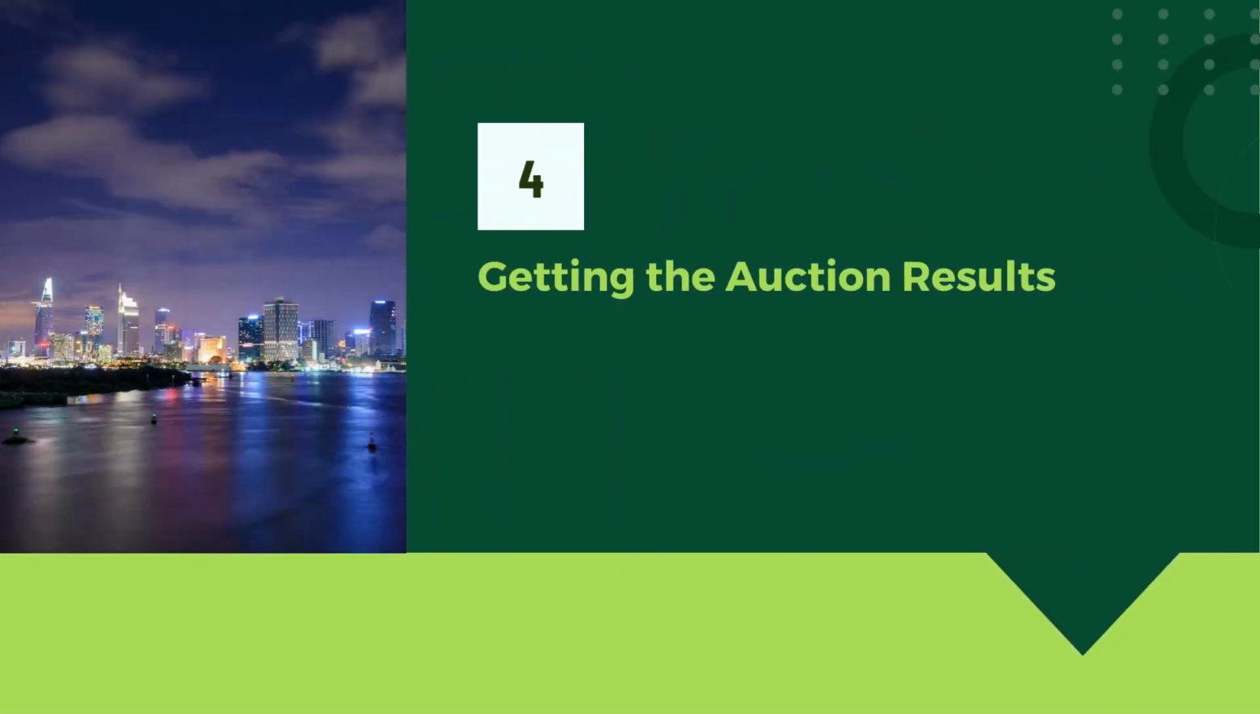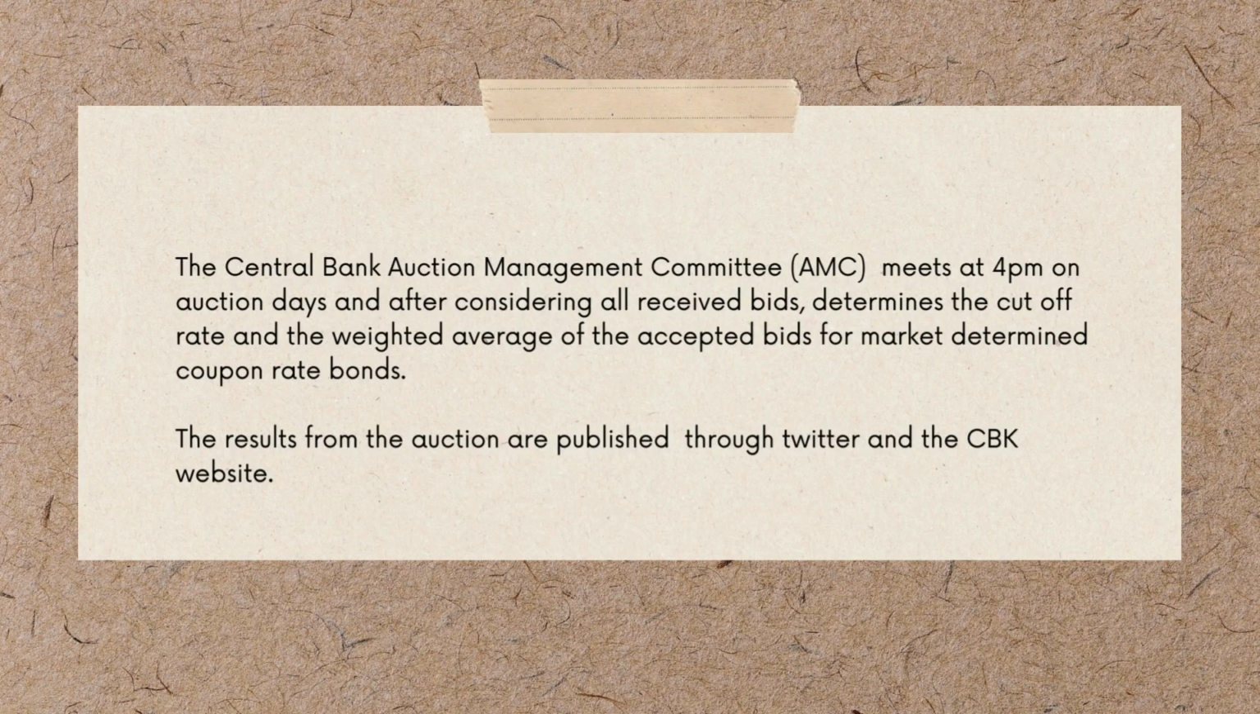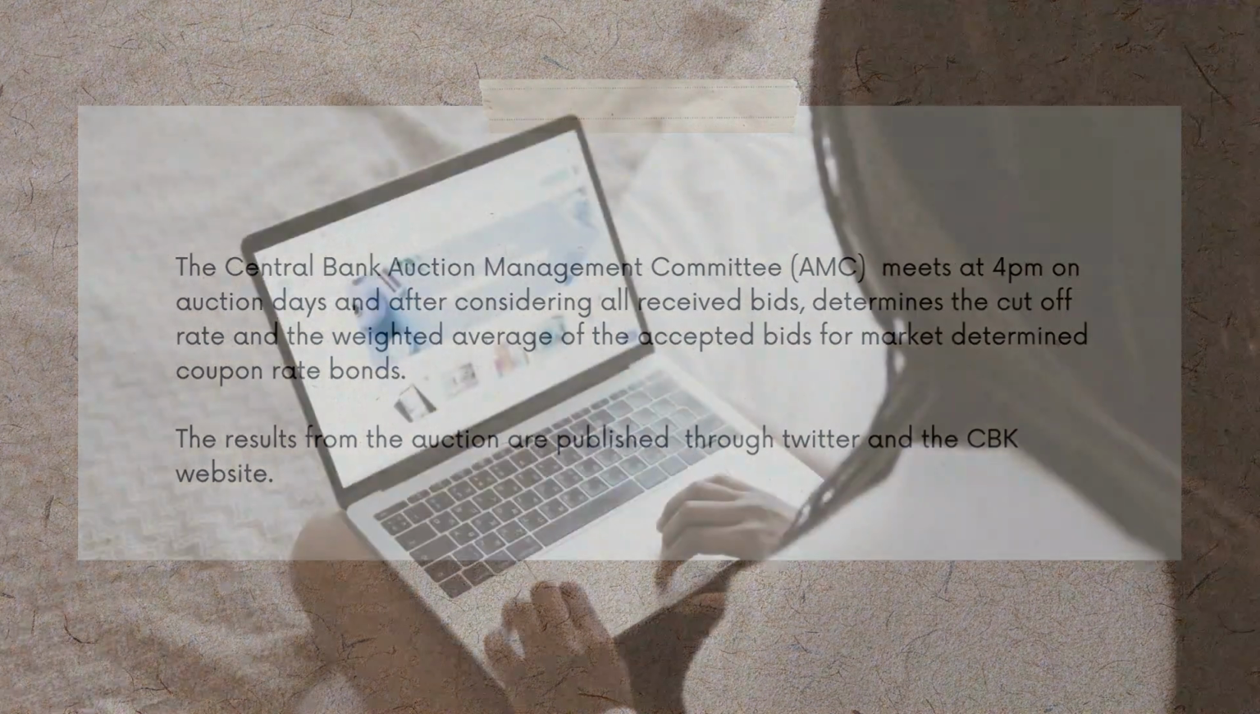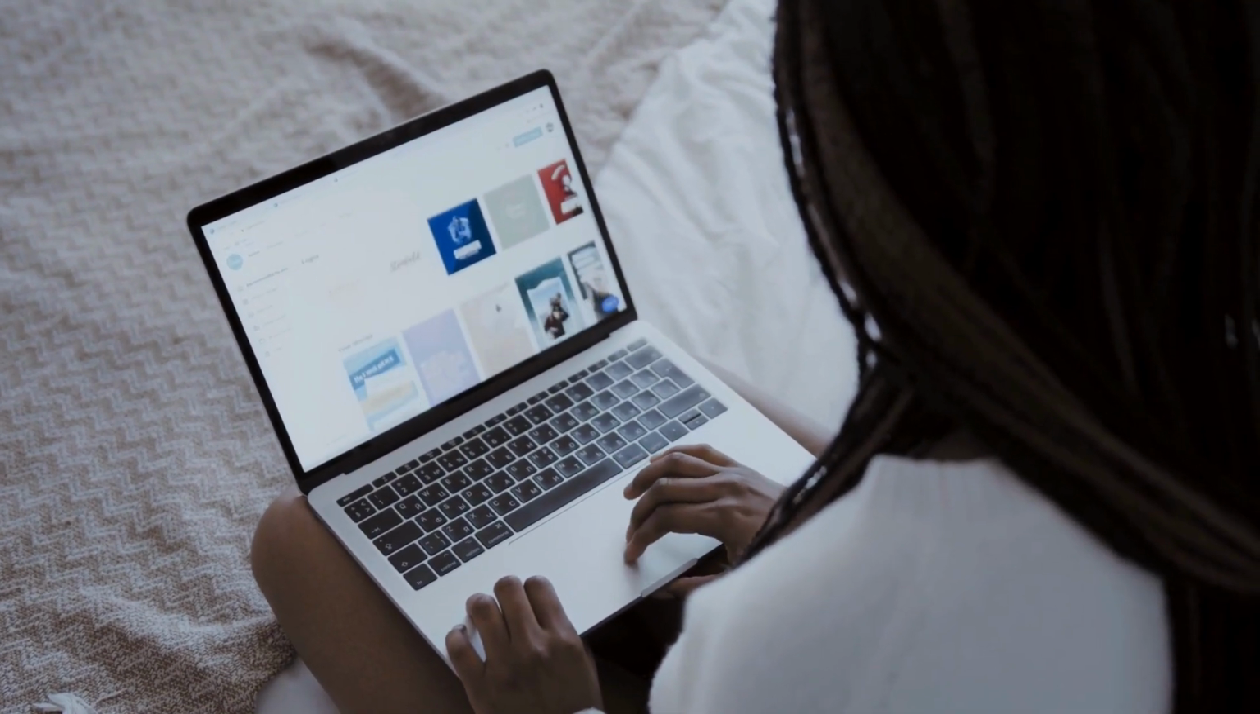You then have to wait to get the auction results. The Central Bank Auction Management Committee meets at 4 p.m. on auction days, and after considering all received bids, they usually determine the cutoff rate and the weighted average of the accepted bids for the market-determined coupon rate bonds. The results from the auctions are published through Twitter and the CBK website.